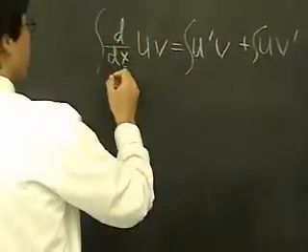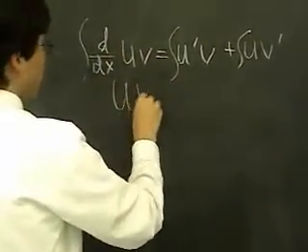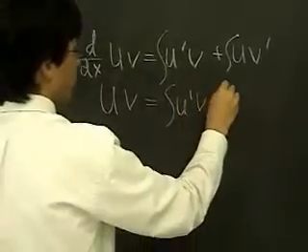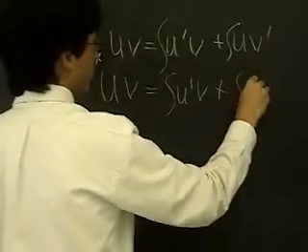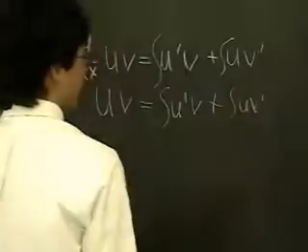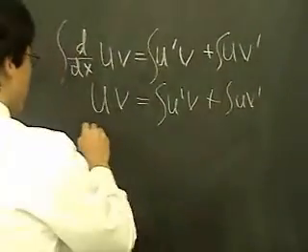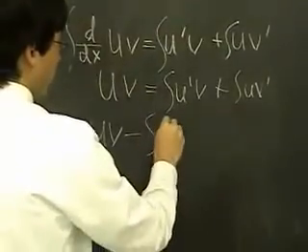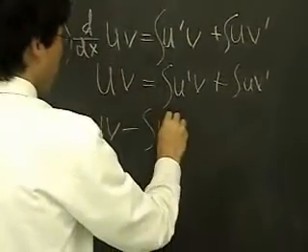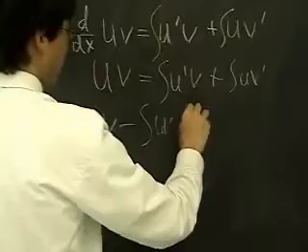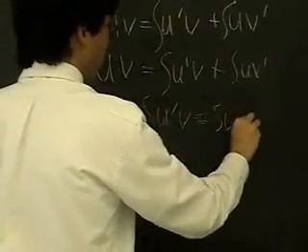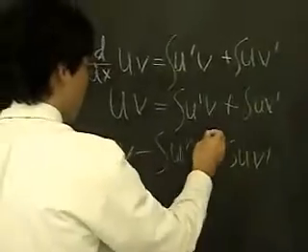Let's reverse it. You get uv is equal to the integral of u prime v plus the integral of u v prime. So we can subtract over: uv minus the integral of u prime v is equal to the integral of u v prime, which is what we started with.